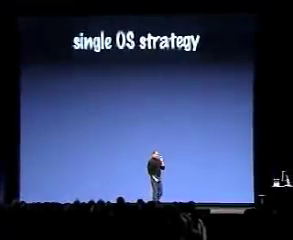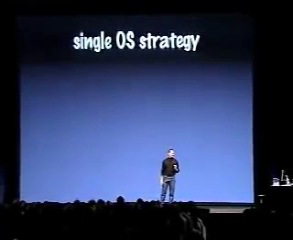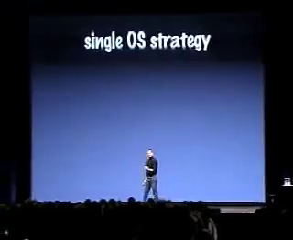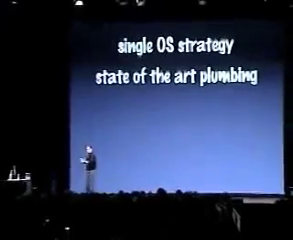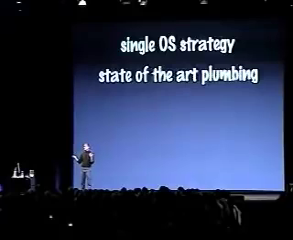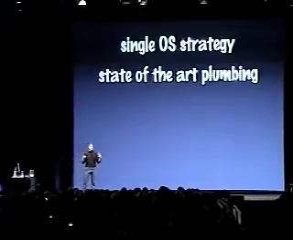First, we are going to have a single OS strategy at Apple. We're not going to have a dual or a triple or a quadruple OS strategy like some others. We're going to have one OS, and that's very important to us. The second is, the Mac OS needs state-of-the-art plumbing. We need the best operating system kernel technology, the best internet networking in the world. Right? We need the best plumbing of any operating system out there.